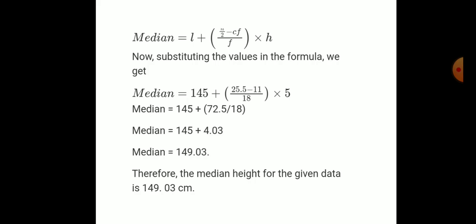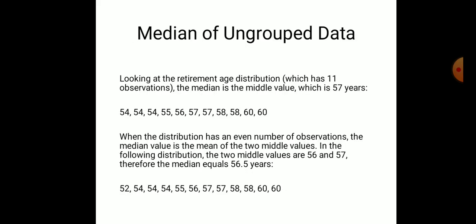Okay? So here is another example of ungrouped data, the same example as in the mean. Looking at the retirement age distribution, which has 11 observations, the median is the middle value, which is 57 years. So that is what we use for the median.